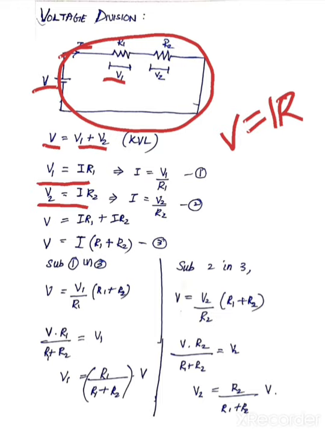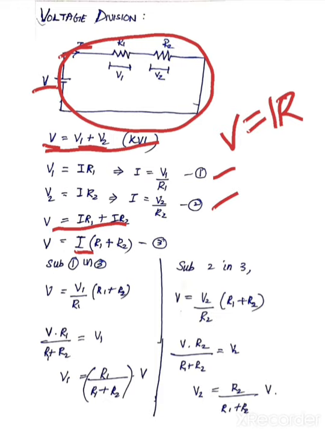Now obtaining the expressions from V1 and V2, we can get the current values, that is V1 by R1 and V2 by R2. Both are equal to the current I which is passing through the circuit. Now substituting equations 1 and 2 in the KVL, the first step we obtained, we get V is equal to IR1 plus IR2. Now taking I as common, we end up getting V is equal to I into R1 plus R2.